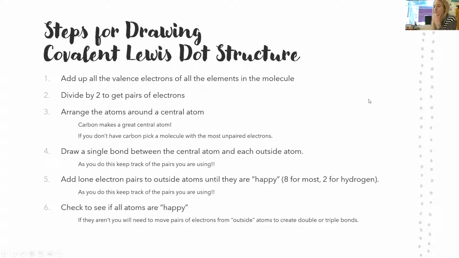So after we've drawn that single bond, we're going to add lone electron pairs to make sure that every one of our atoms is stable or happy. So that means that they have 8 electrons around them, either shared or by themselves, and 2 for hydrogen. Once we know that atoms are happy, then we're good to go. If they aren't, we might need to use some of those outside electrons from the outer atoms, not the central one, to create double or triple bonds. And I have one example of that.